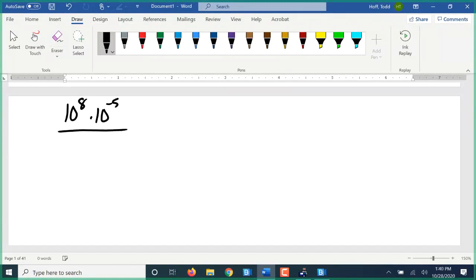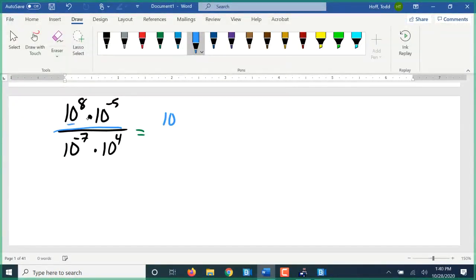So I might have 10 to the 8th times 10 to the negative 5th over 10 to the negative 7th times 10 to the 4th. That fraction bar is telling us that we have to do everything on top first, then everything on bottom, and then divide. So on top, we're going to multiply 10 to the 8th times 10 to the negative 5th.